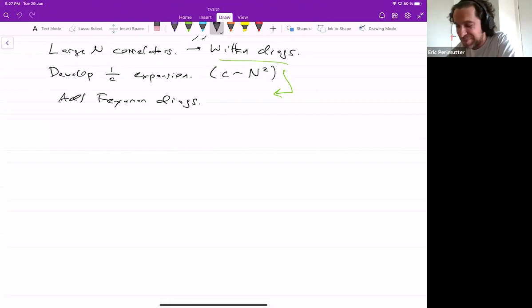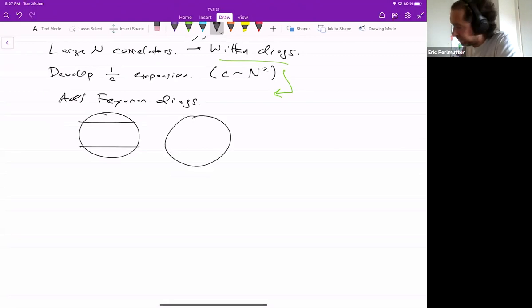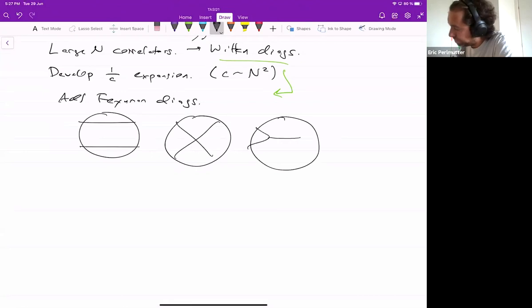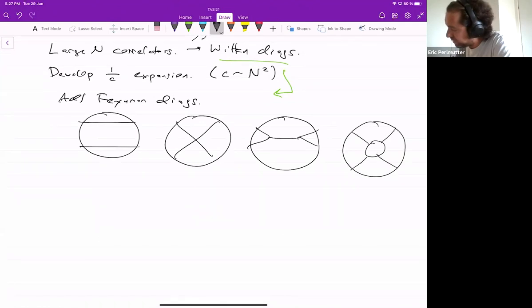So good. So let's just draw some random AdS Feynman diagrams. So here's a simple one. Here's a slightly more complicated one. Here's a slightly more complicated one. Here's an even more complicated one.